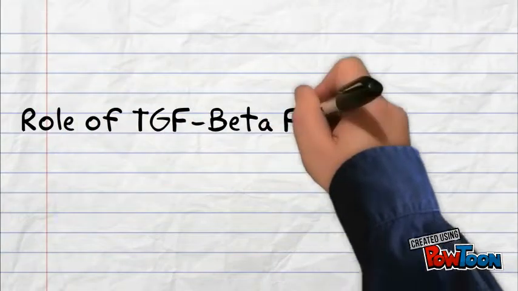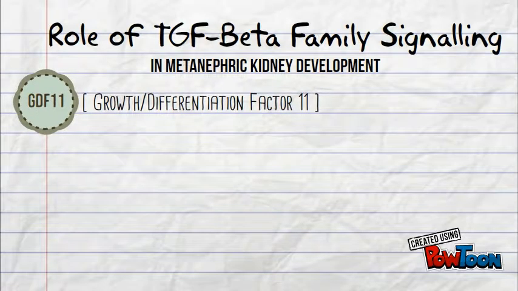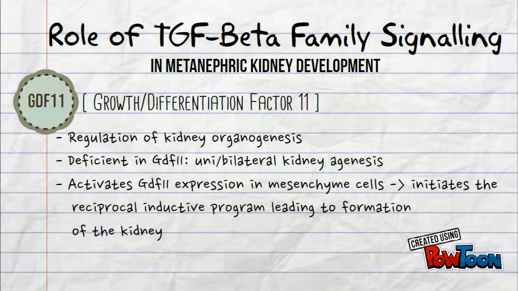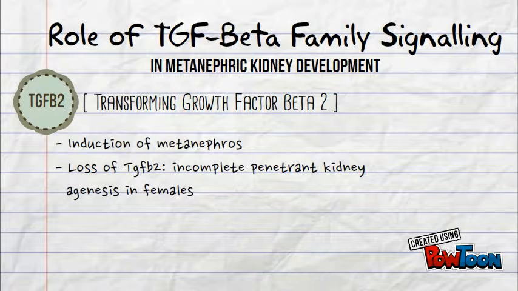So what is the role of the TGF-beta family signaling in metanephric kidney development? GDF2 is involved in the regulation of kidney organogenesis. Activation of GDF2 expression in mesenchyme cells initiates the reciprocal inductive program, leading to formation of the kidney. Deficiency of GDF2 leads to uni or bilateral kidney agenesis. TGF-beta2 is involved in induction of metanephros, which is one of the stages of nephrogenesis.